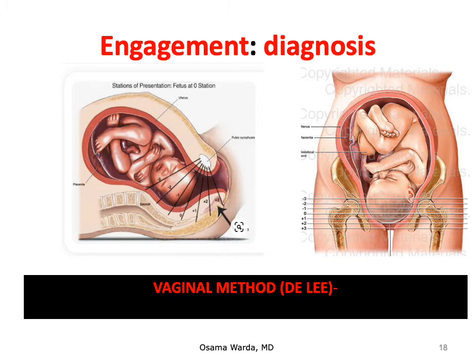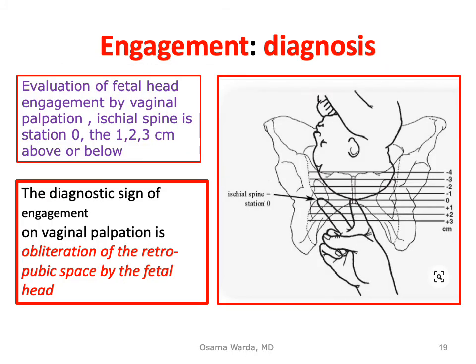Let us see the following figure. Here we examine the lady with our index and middle finger by vaginal examination. The index finger assigns the position of the lowermost bony part of the fetal head, and the middle finger assigns the ischial spine to correlate the position.